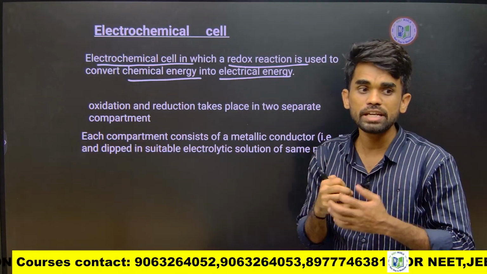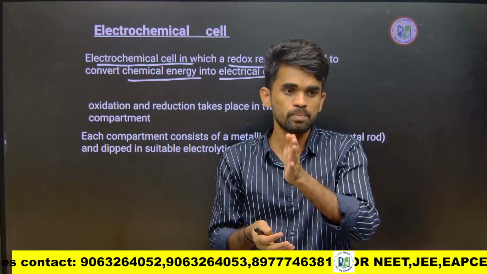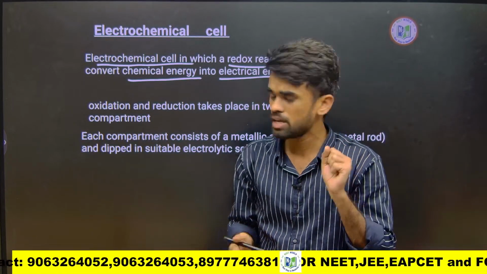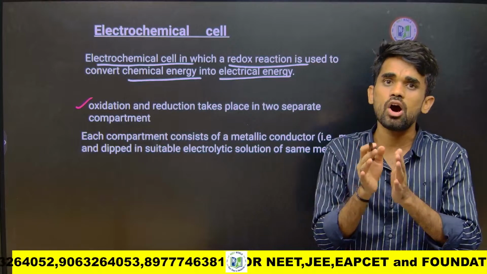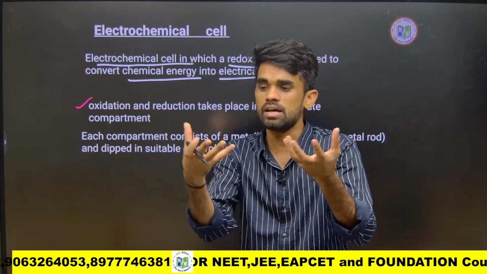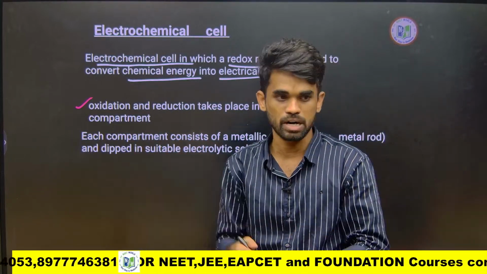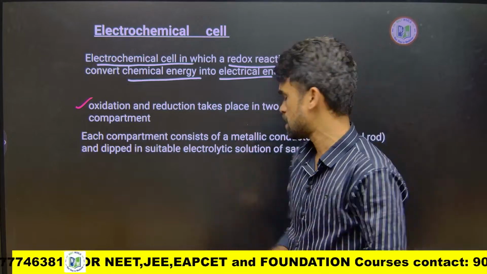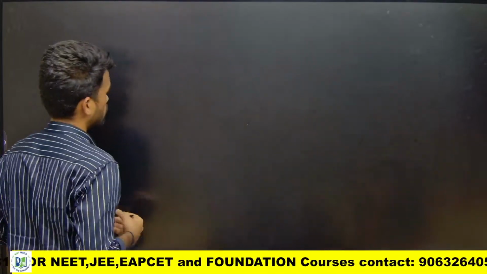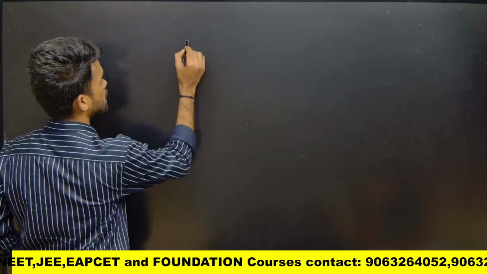Redox reaction means what? There should be oxidation and reduction, both have to happen. Now this oxidation and reduction happen in two separate compartments. In order to understand this, let us take the diagram. I told you it is a redox reaction now.